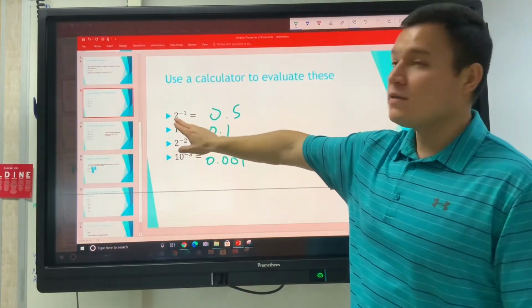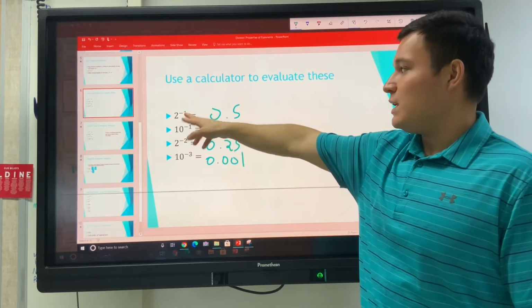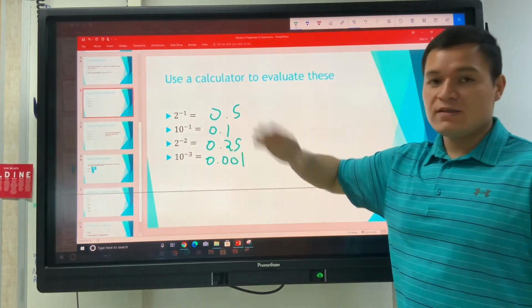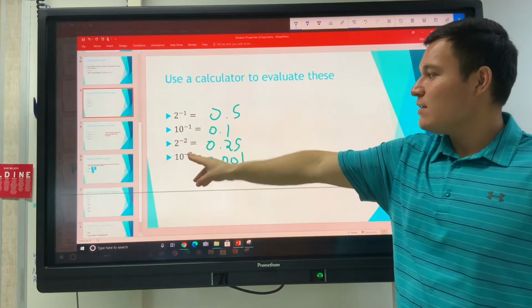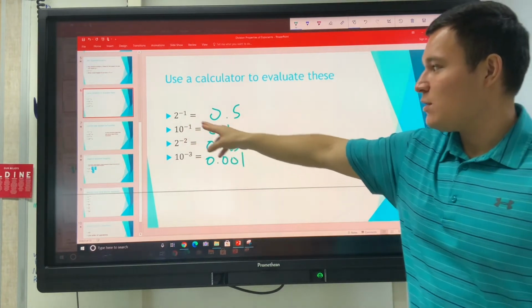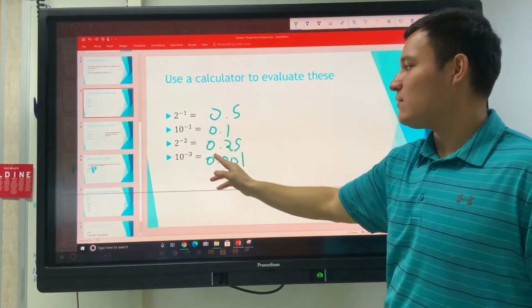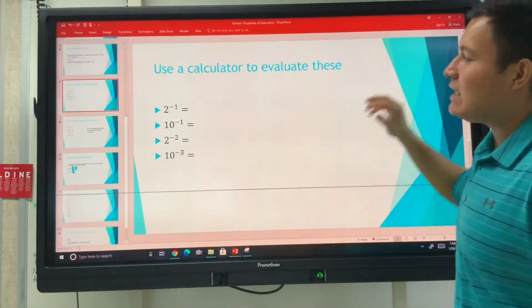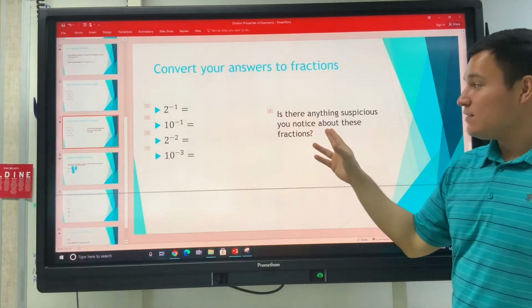so notice, we started with a regular number raised to a negative power. Normally, whenever we put something to a power, it makes a larger number. But notice that whenever this exponent is negative, it made a smaller number. You started with 10, now you have 0.1. Started with 2, now you have 0.25. It shrunk. So there's something going on that's shrinking these numbers. Did you notice anything suspicious about these answers?